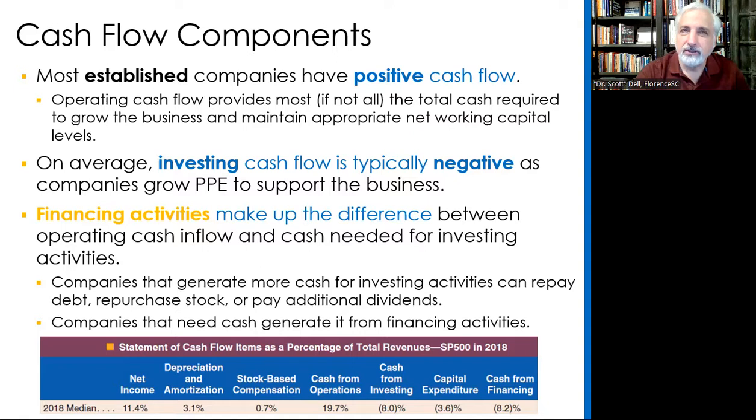You can track investors sometimes. You can also buy equipment and sell equipment sometimes. But the normal routine revenues and expenses, the current assets and current liabilities, that's your bread and butter of the business you do. On average, investing cash flow is typically negative as companies grow to support the business. So they're spending money, they're investing in equipment, in plant and facilities, and even some intangible assets.